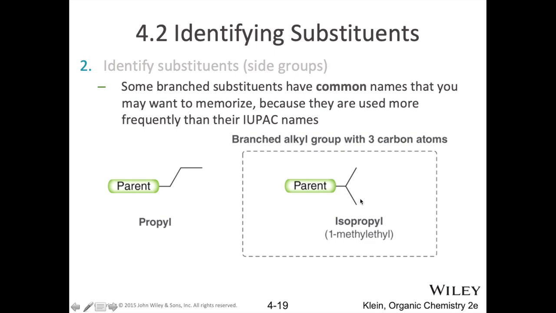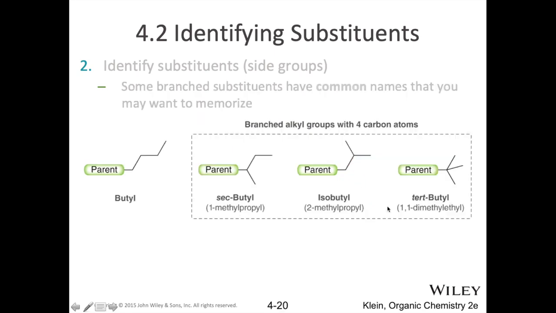But the IUPAC name would look at this and say, all right, you've got an ethyl group here, right? You've got 2 carbons, so if this is my parent chain, I've got this 2-carbon group that's connected to the parent chain, and now here I have a 1-carbon methyl group branching off the number 1 carbon of my ethyl group. So it's 1-methyl ethyl. Okay. And there are other ones out there.